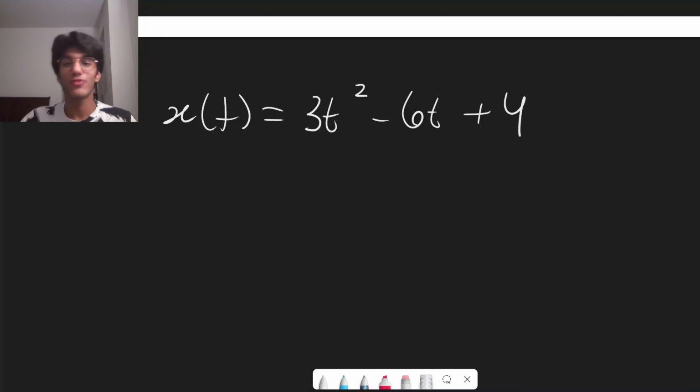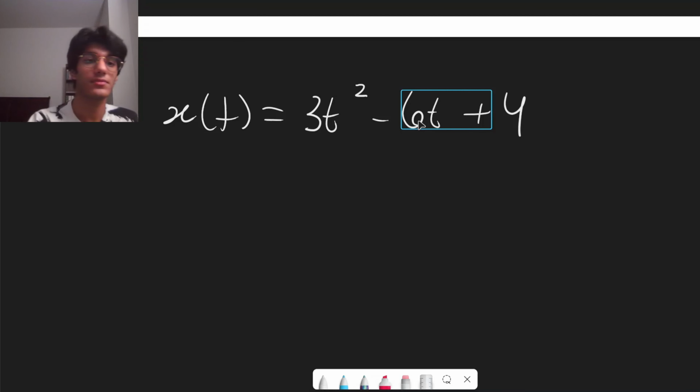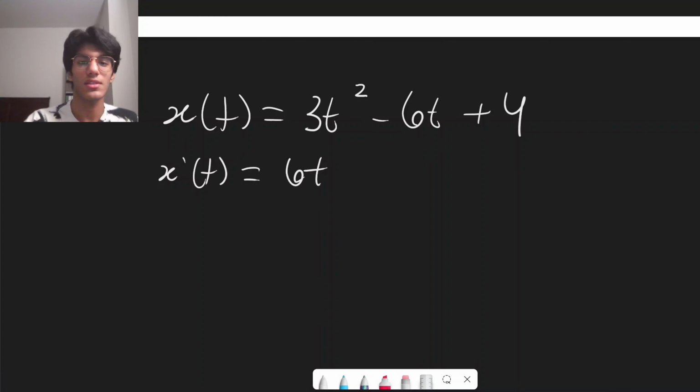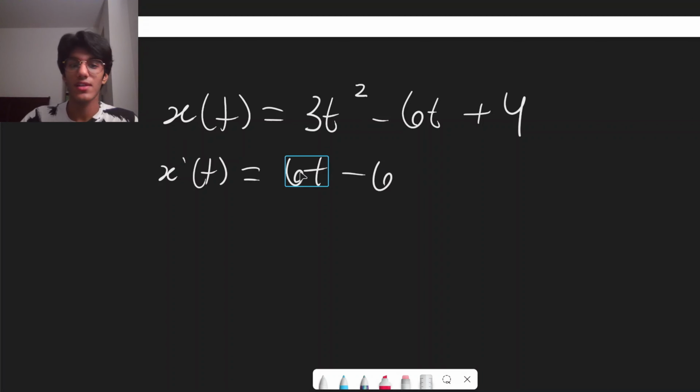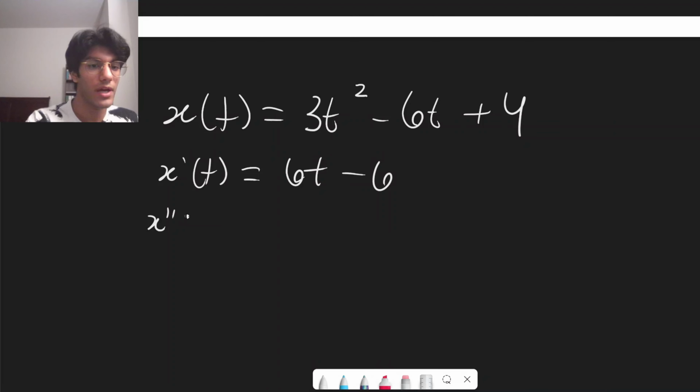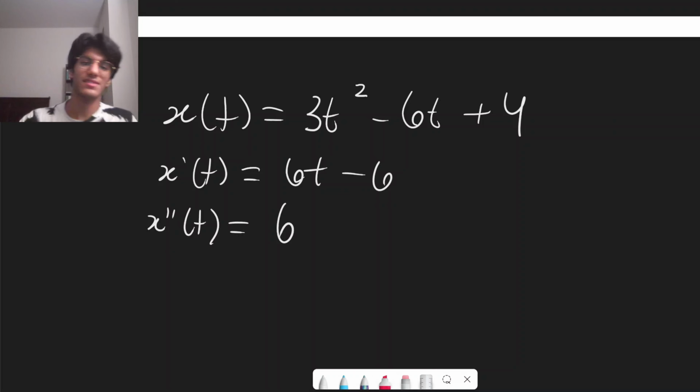Now, if we were to take the derivative of this, x prime of t, we can use the power rule: 6t minus 6. This gives us the velocity of the particle at whatever point t that we might choose. If we take the derivative again, x double prime of t, then we get a simple 6.